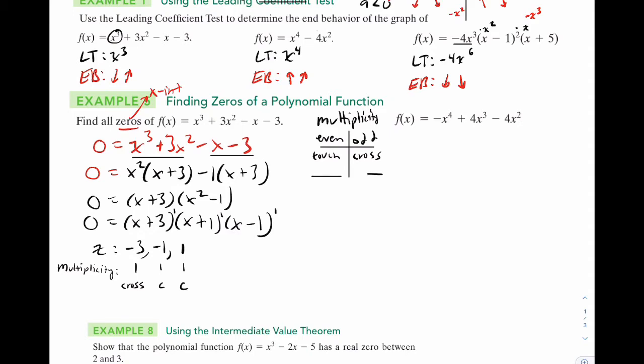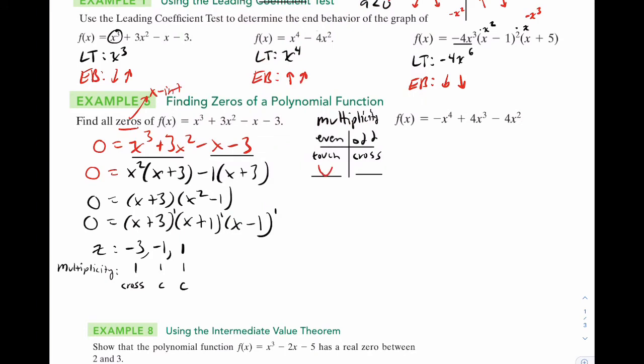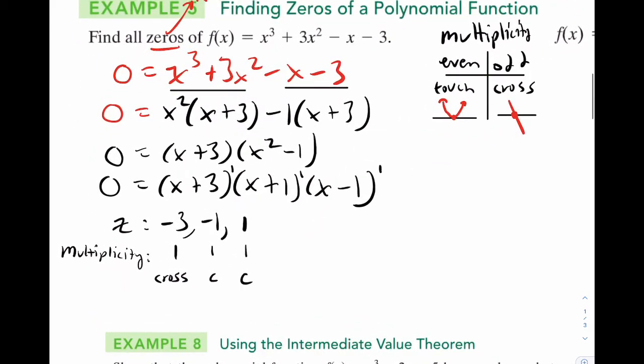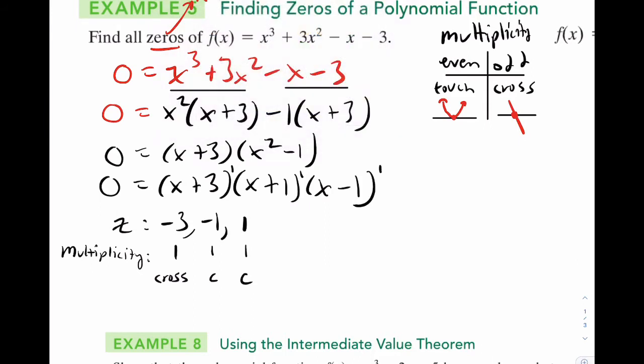If you want to see an example of it, touch means like a parabola, it just touches the axis like that. And then cross means it goes through like that. Okay, so there's our zeros and multiplicity. And then all we need is our leading term and end behavior. The leading term I can see is x cubed, which means end behavior is down, then up.